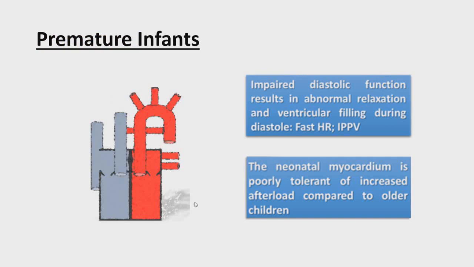For example, premature babies have impaired diastolic function, which results in abnormal relaxation and ventricular filling during diastole, which again can be impacted upon by a fast heart rate or invasive ventilation. And we know that the neonatal myocardium is also poorly tolerant of increased afterload as compared to older children.